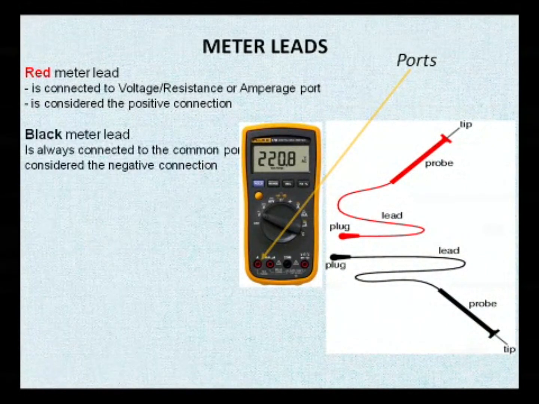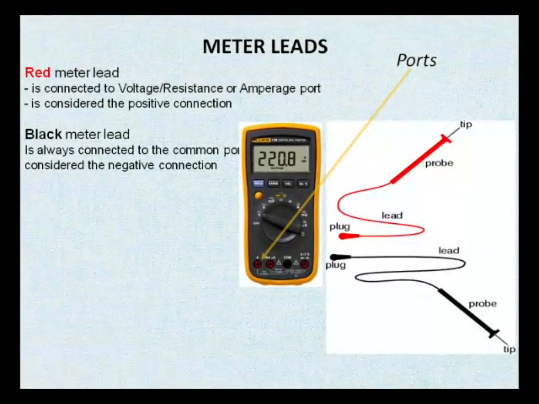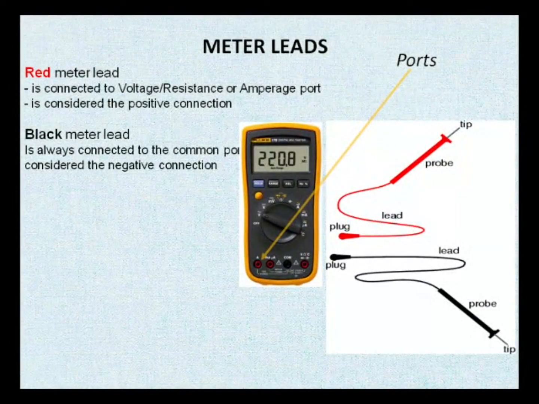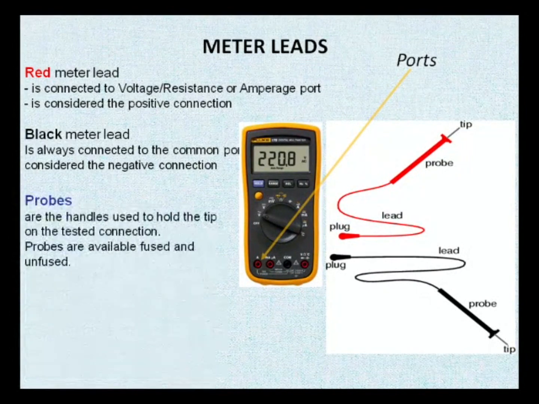Okay, the black lead is connected to the common port, which is considered to be negative. Probes. Here is a probe. You handle the probe like this. Probes are handles used to hold the tip on the tested connection. Probes are available fused or unfused. Some of the more expensive probes have a little fuse inside, so if you overdo something, you're not going to damage the rest of the equipment.